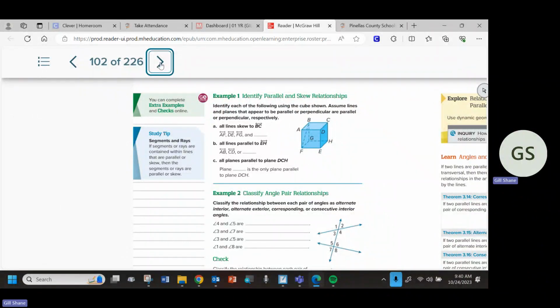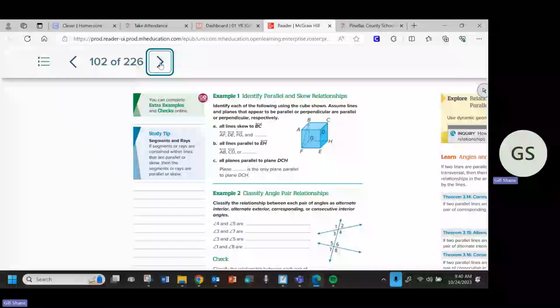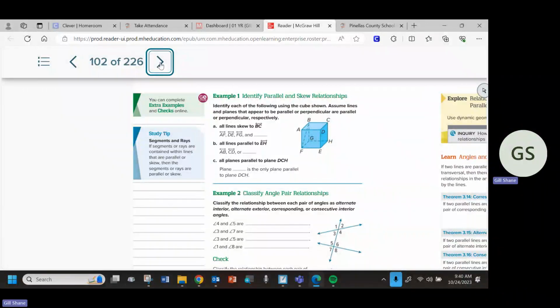1 and 8 are what? Yeah, you can say alternate exterior. You have a bunch of exterior angles, like 1 and 2 are exterior, but they're not alternate exterior. So 1 and 8 are alternate exterior.